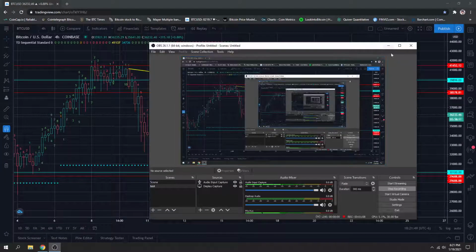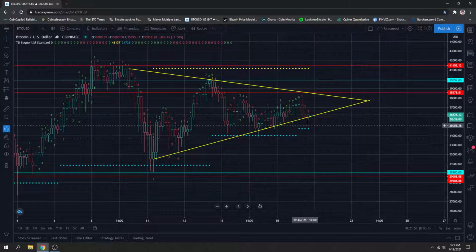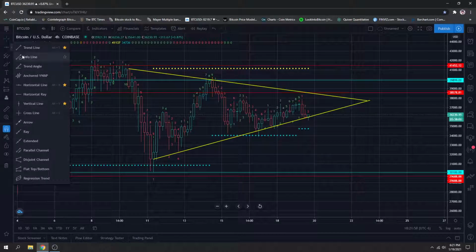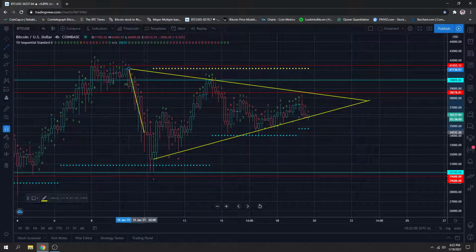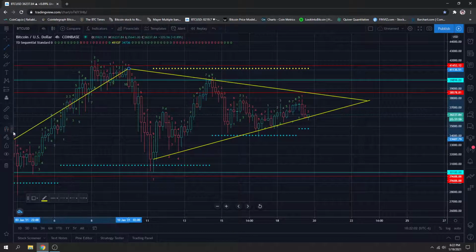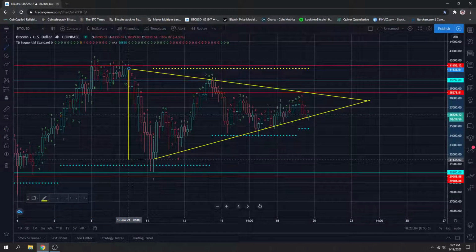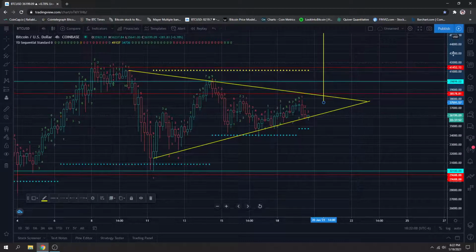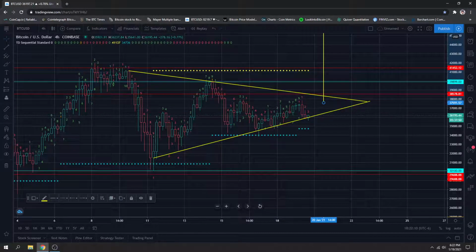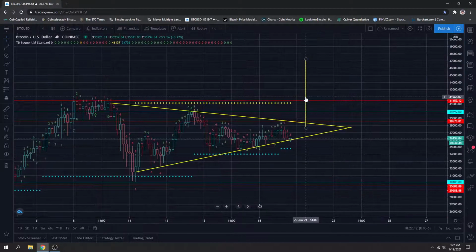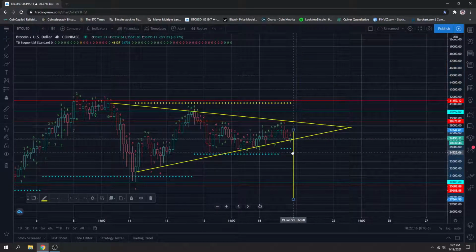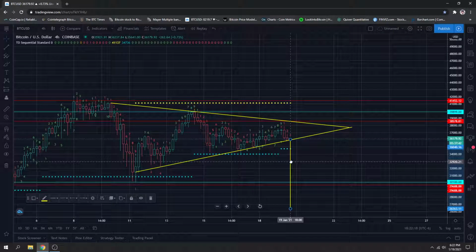Let me make sure we're getting a pattern forming. So what's the target for this? If we break down, or if we break to the upside, it is the height of this, right? So about right here. So say we break up somewhere around here, right? So that's 48,000.